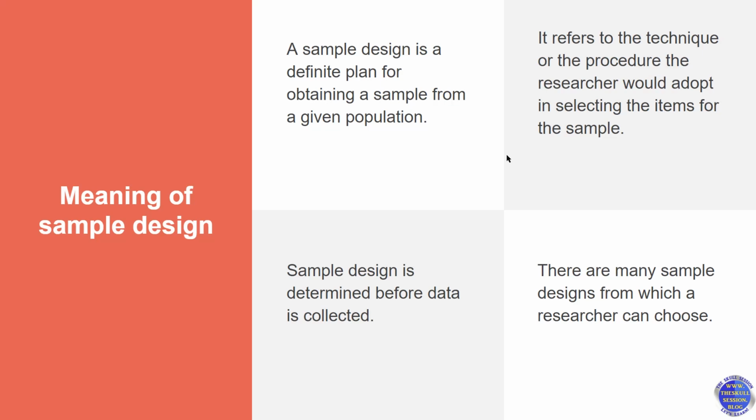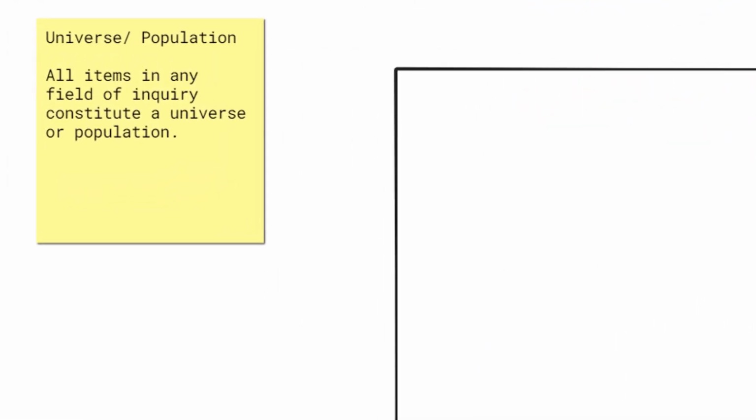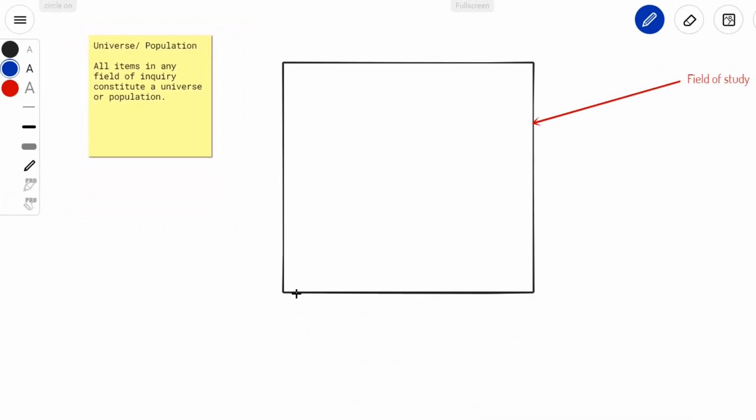Now there are certain terminologies such as population, finite, infinite, which need to be understood to understand the concept well. One of the important concepts regarding sample design is universe or population, which is defined as all the items in any field of inquiry constitutes the universe or population. Let us consider that this rectangular box refers to the field of study, and how many units are present in here? That is the population.